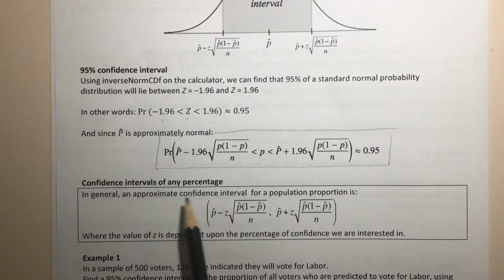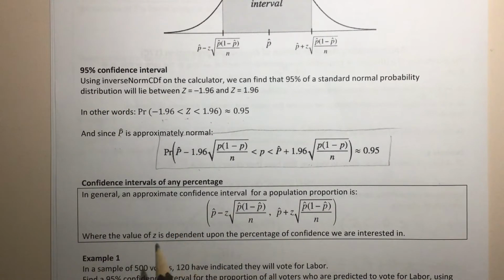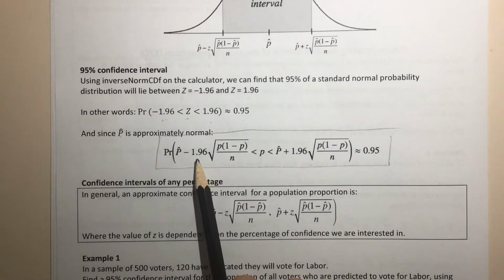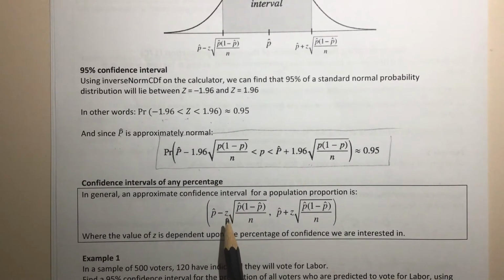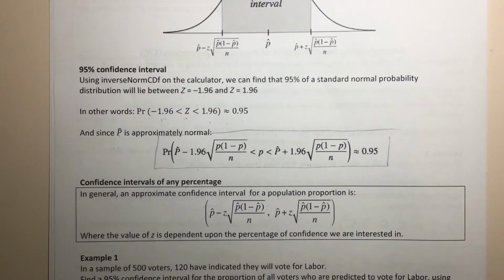We can generalize that too to say, if we want any particular percentage, maybe we want 99% confidence, or maybe we only want 90% confidence, then this is the formula that we're going to use. It's almost the identical formula, except instead of this 1.96, we're going to have a different value, and that's what's written as Z here, where Z is something that we're actually going to have to work out. So again, it's really p hat minus Z times the standard deviation. That's our lower end of the interval. And then the upper end of the interval is p hat plus Z times the standard deviation. In these cases, we just have to work out the value of Z first, and we'll go through an example of how to do that.